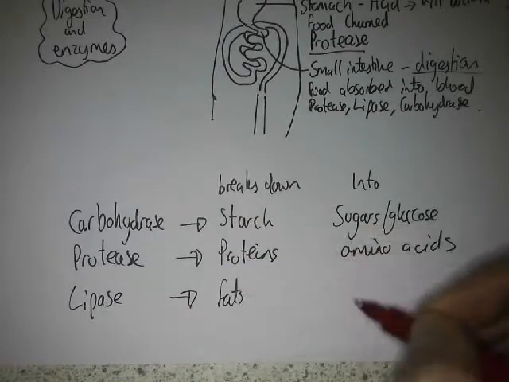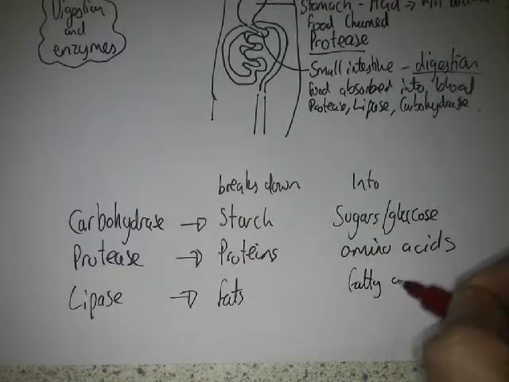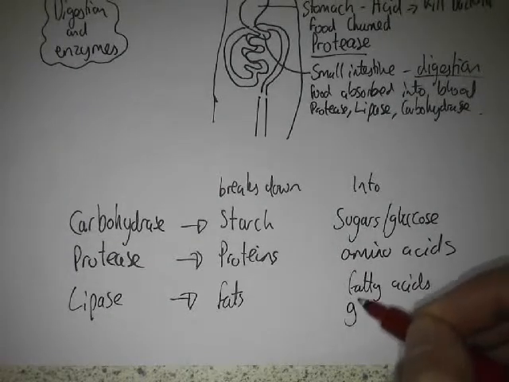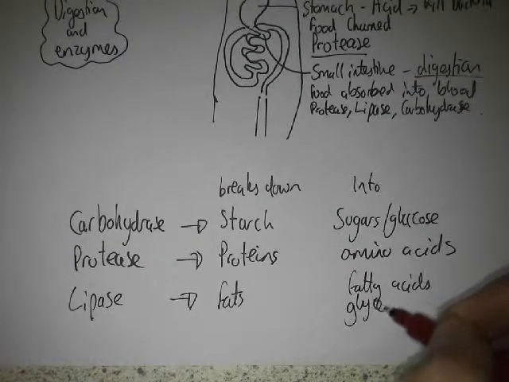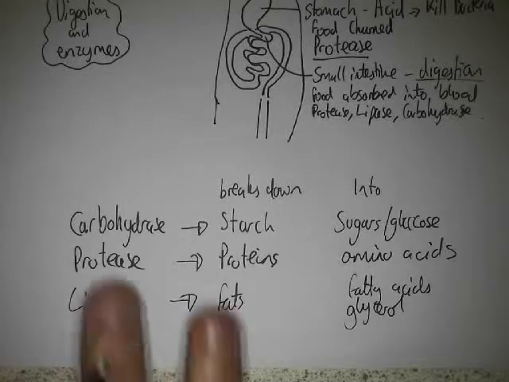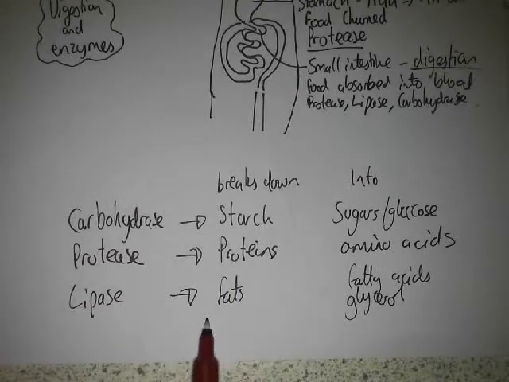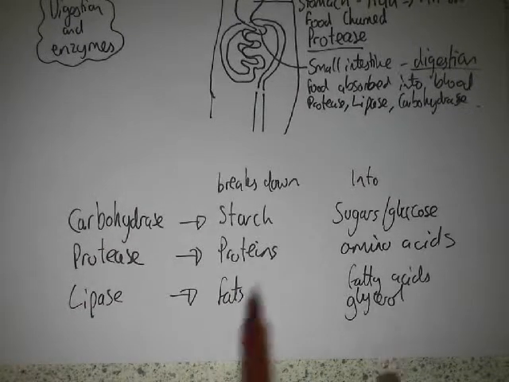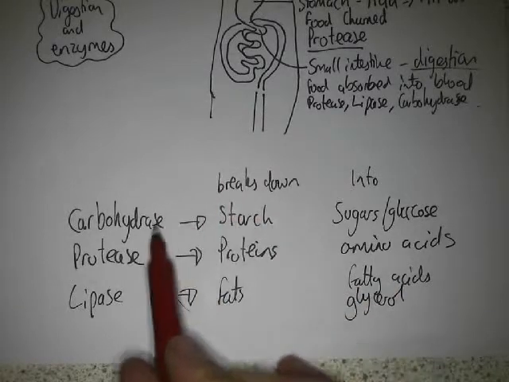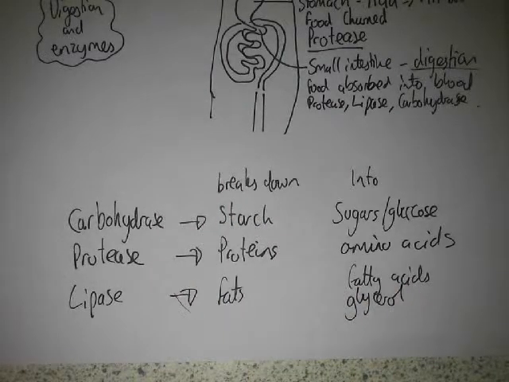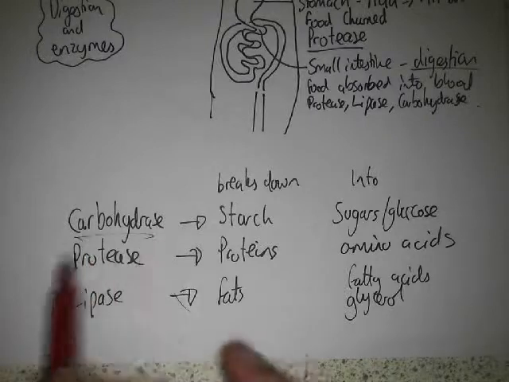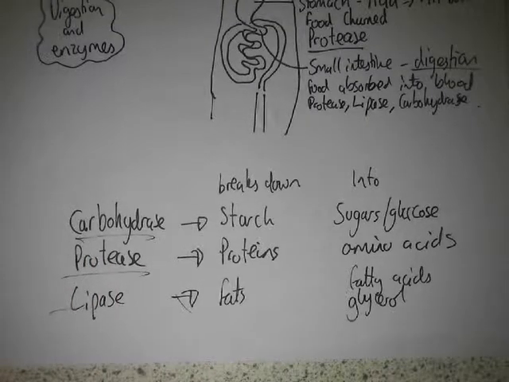Fats into fatty acids and glycerol. The 3 enzymes break down large into small, large into small. The large can't fit through into the blood. The small can. That's why we need these things, these enzymes, doing that for us.